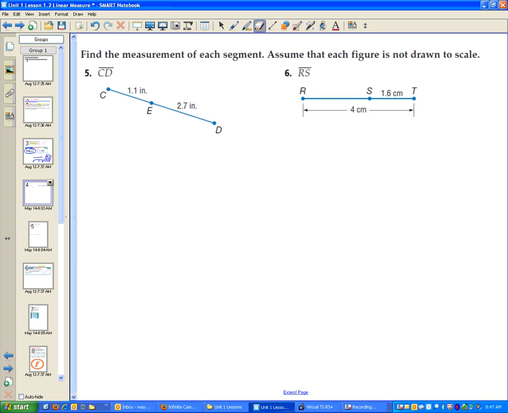Eventually, we will call that the segment addition postulate. Right now, we're calling it common sense. Okay? And what is 1.1 plus 2.7? So, the length of CD, use the proper notation for the length of CD, equals 3.8 inches. Don't put the line above it, because if I did that, then I'm saying the segment. I don't want the segment, which is the actual drawing. The length of it is the number. Okay? Everybody get that? The segment itself is the physical drawing. The length of it is the number. So that's why we don't want the symbol above it.